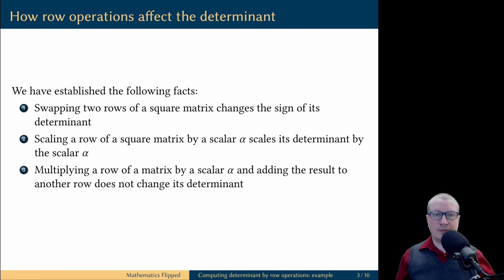Let's get started. In the previous video we have established how applying row operations to a matrix affect its determinant. Swapping two rows of a matrix changes the sign of the determinant. Scaling one row of a matrix scales the entire determinant. Also, multiplying a row of a matrix by a scalar and adding the result to another row does not change the determinant of the matrix.